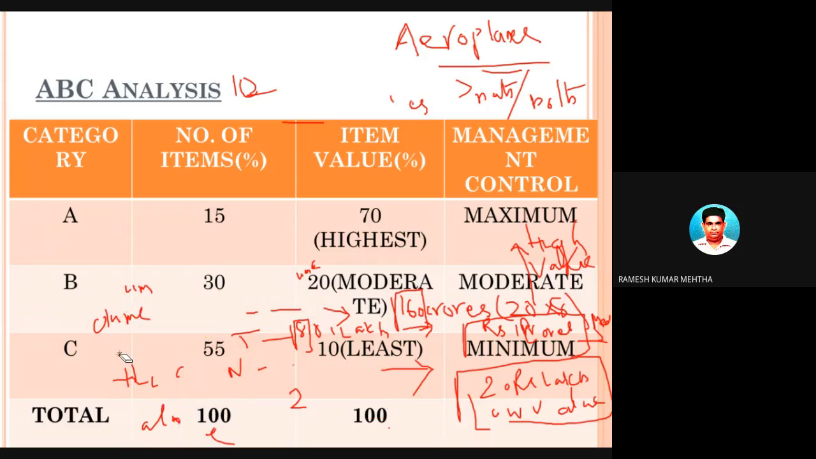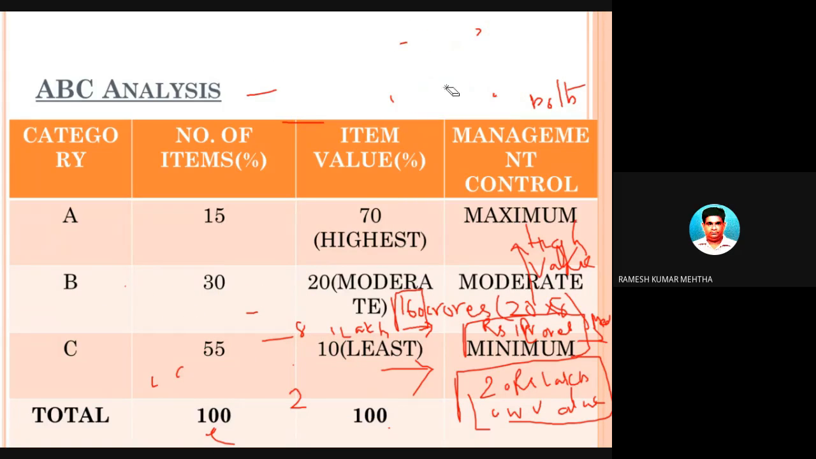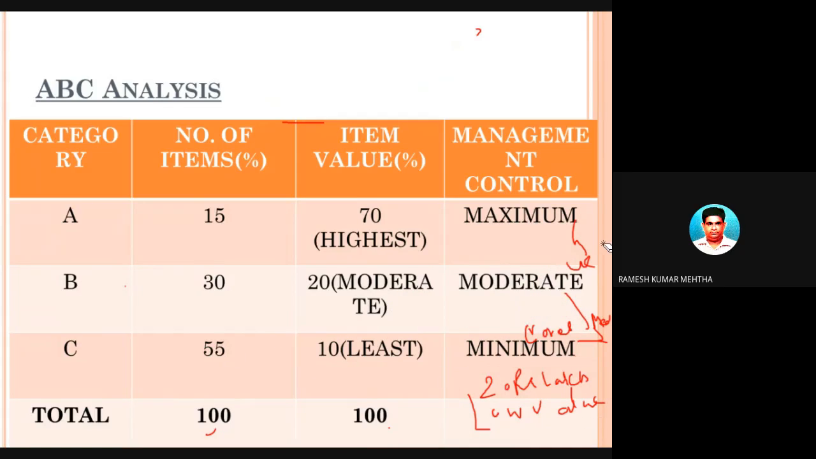Look at the PPT. What I did is categorize the elements of inventory which go into the manufacturing of the aeroplane into three categories, which are A, B, C categories. So ABC analysis is nothing but classifying the inventory into three categories: one is A category, one is B category, and the last one is C category.